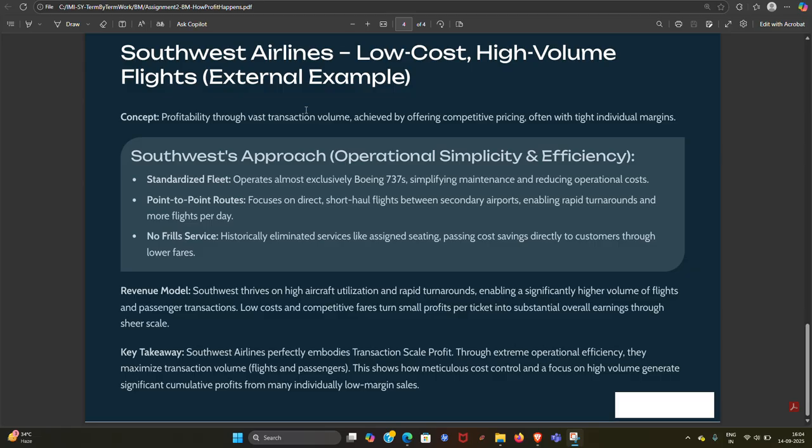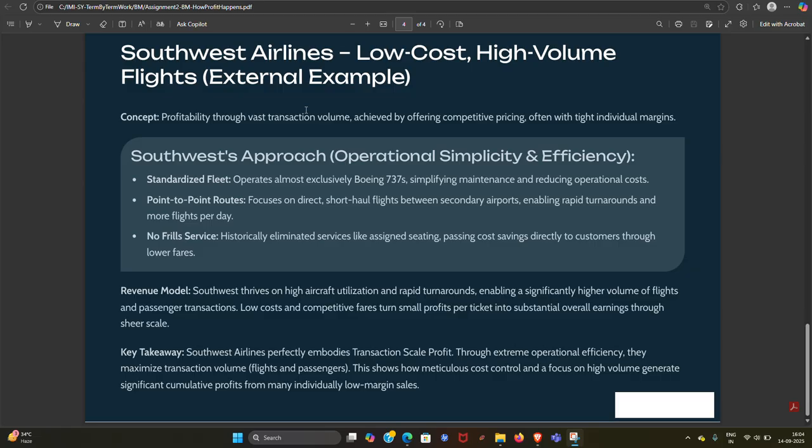The routes are point to point, and very few of these routes have layovers, which means there is a higher turnaround time, and one jet can be utilized a number of times in a single day. That means more flights per day, and these are shorter flights.